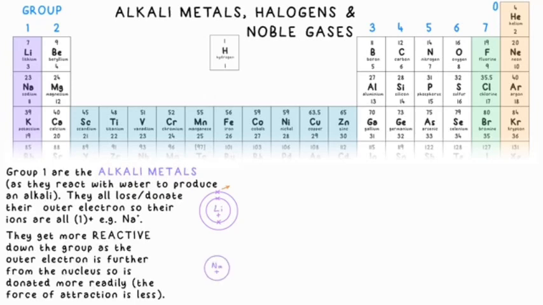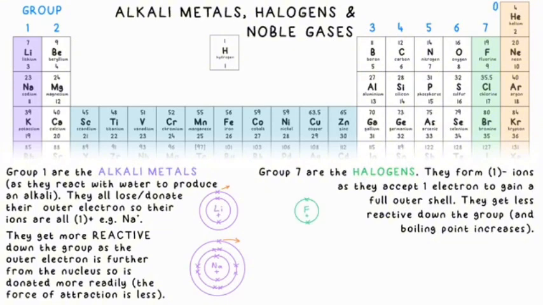The further down the group you go, though, the further that outer electron is from the nucleus. So the electrostatic attraction is weaker between the negative electron and the positive nucleus. This means that the electron is more readily donated. This means the metals get more reactive as you go down the group.